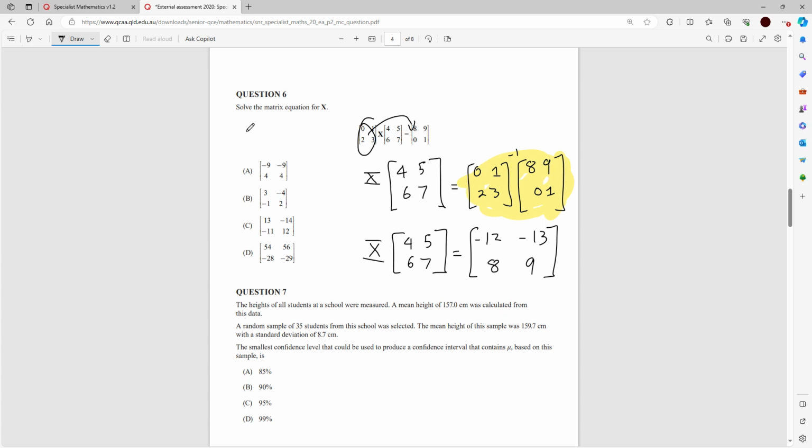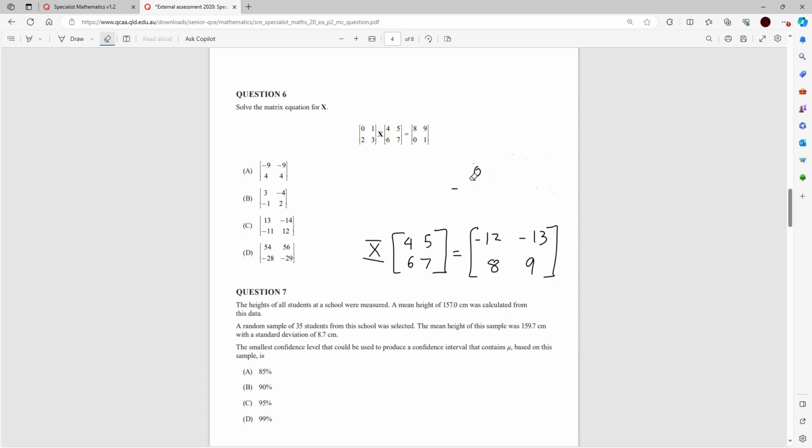Now you're probably thinking, alright, what do we do next? Well, there isn't much we can do now, not by itself. But because it's a multiple choice question, we can take advantage of our answers here. For example, if I start subbing these matrices in, if I take this matrix and multiply by this and I get this matrix, then that's the correct answer. So all we're going to do is just start doing that.